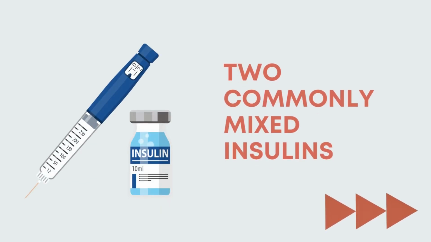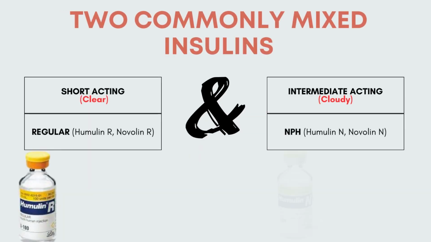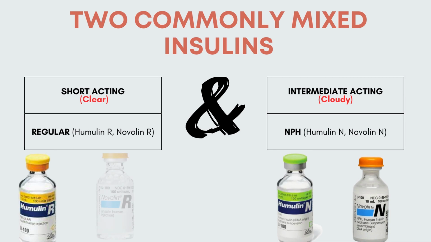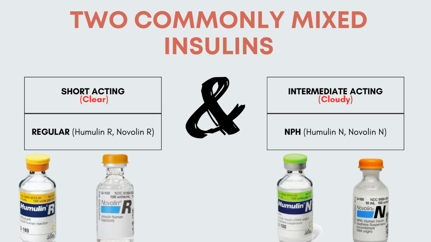So now let's talk about those two insulins that we would usually mix together in a syringe. Anytime we talk about mixing insulins in a syringe, there are two particular ones we're talking about. One is your short acting, which we'll represent by saying it's the clear one because it does look clear in color, and your intermediate acting insulin, which I just told you looks cloudy in color. All right, so your short acting is your regular, your Humulin R and Novolin R, and your intermediate acting is your NPH, also known as Humulin N and Novolin N.